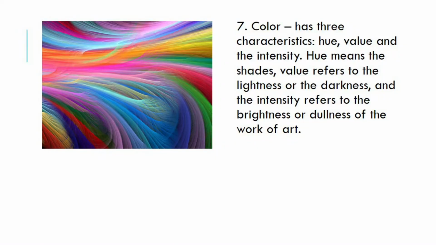Next is the color. There are 3 characteristics in the color. First, the hue. Hue means the shades. It is the shading of the color. The next characteristic is the value. When you say value, it refers to the lightness and darkness of the color. And last is the intensity. When you say intensity, it refers to the brightness or dullness of the color in the artwork.